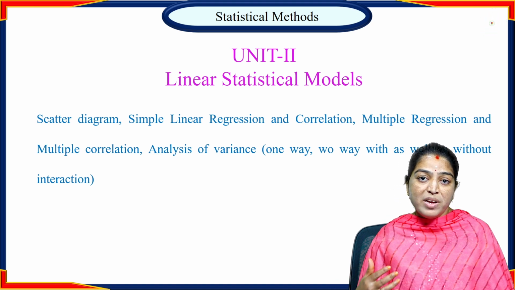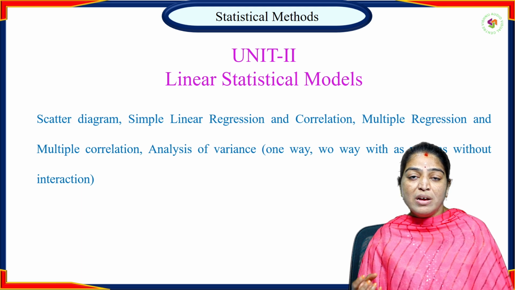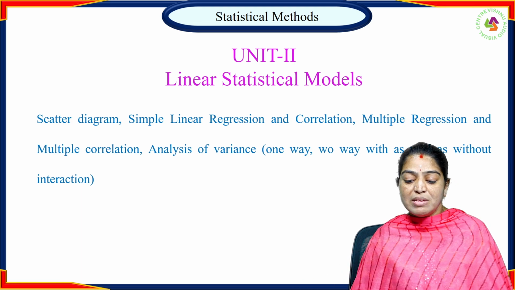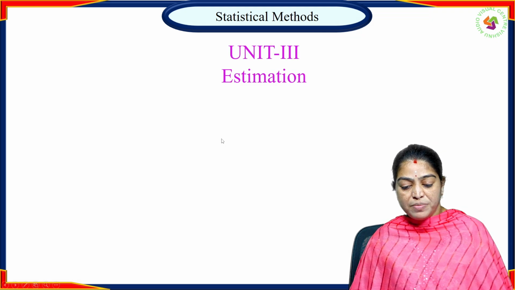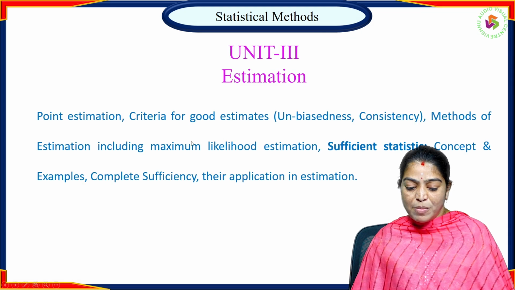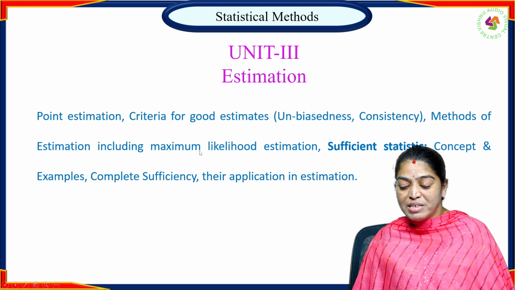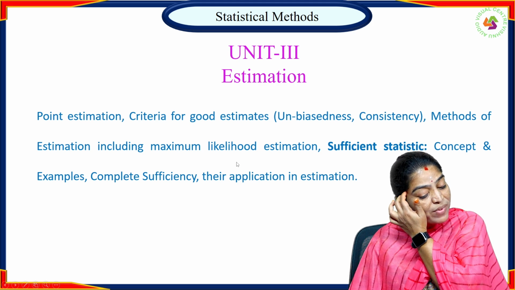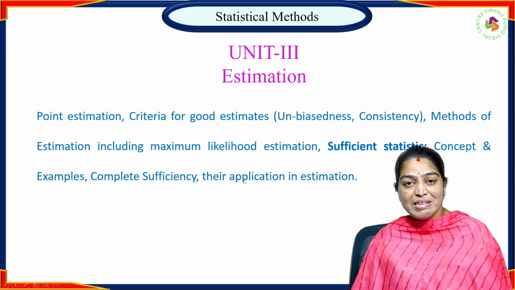So how can we measure, and what types of formulas do we use for measuring the relation of these variables? That is covered in this second unit. And unit 3 is estimation. It covers point estimation, criteria for good estimates, maximum likelihood estimation, sufficient statistic, the concept of completeness and complete sufficiency, and their applications in estimation.